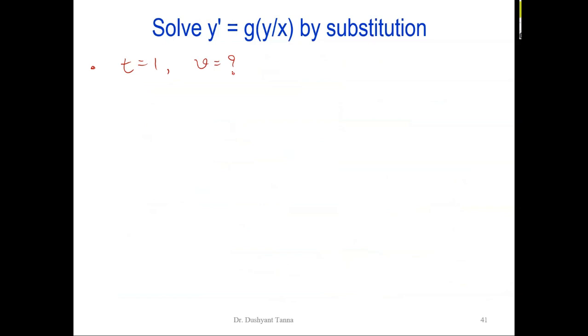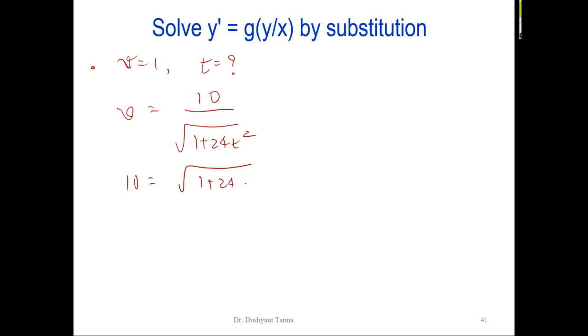Or is it the other way? Sorry, I wrote the other way. When v is 1, what is the value of t? How long? Right. So what we have is v is equal to 10 divided by the square root of 1 plus 24 t squared. So 10 is equal to the square root of 1 plus 24 t squared because v is 1. So 100 is equal to 1 plus 24 t squared. 24 t squared is 99. So t squared is equal to 99 over 24.